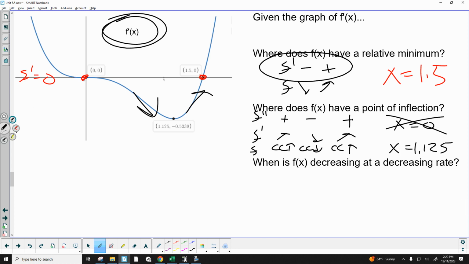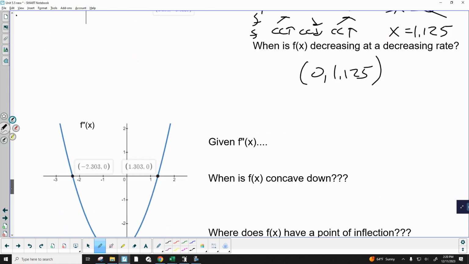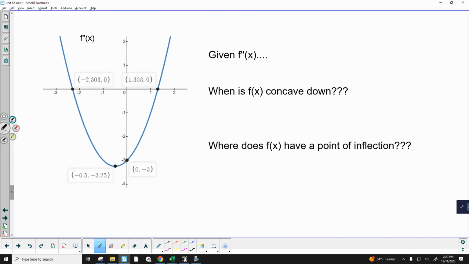Where are we decreasing at a decreasing rate? When f prime is negative and going down, that's 0 to 1.125. Okay, we're still reviewing. This is still no calculator. Here's one more, no calculator. Pay attention to what's given to you. It's all about the chart. Make sure you understand what's given to you.